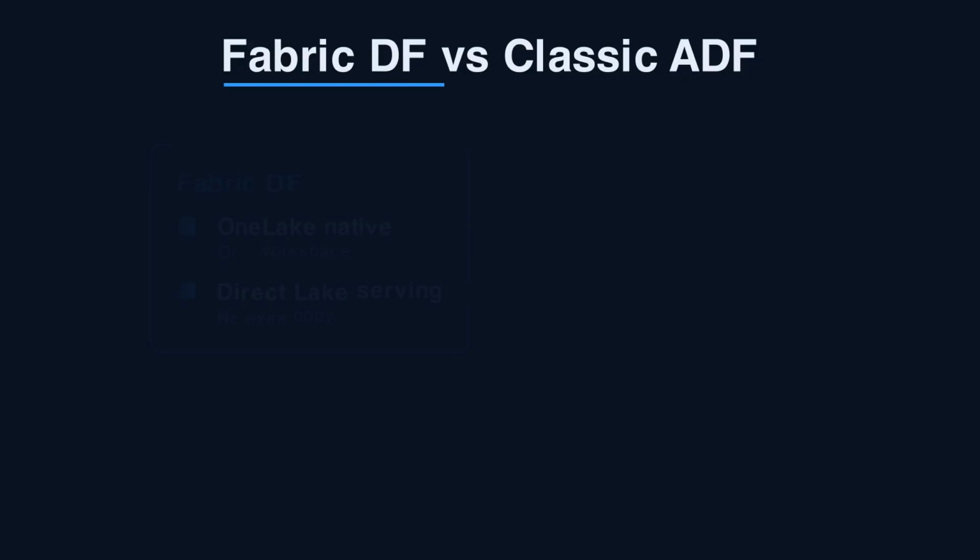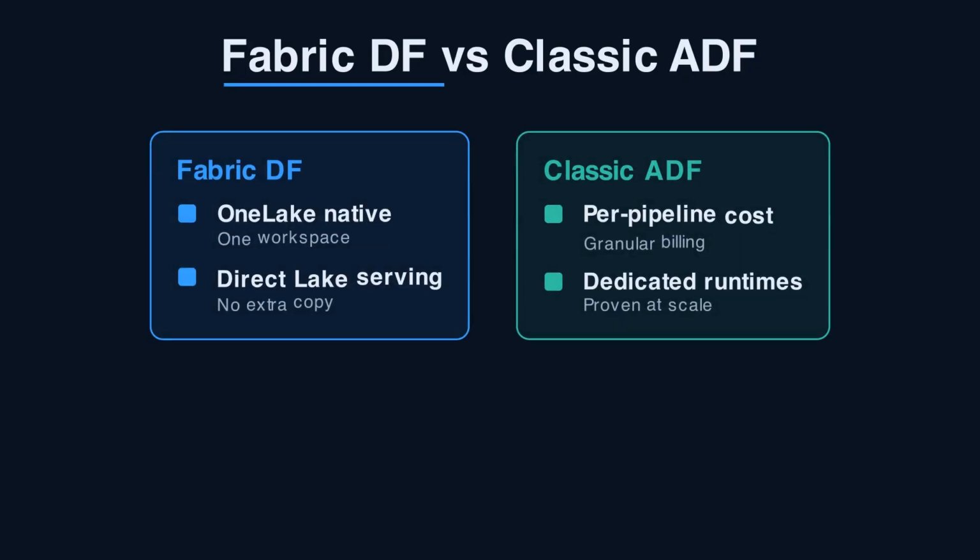So why build this in Fabric rather than standalone Azure Data Factory? The trade-off comes down to integration versus control. Fabric Data Factory keeps everything in one workspace on one capacity, with native OneLake and direct lake serving, which collapses a lot of plumbing. Classic Azure Data Factory gives you more mature features, granular per pipeline cost visibility, dedicated integration runtimes, and proven scale for very large or complex orchestrations.